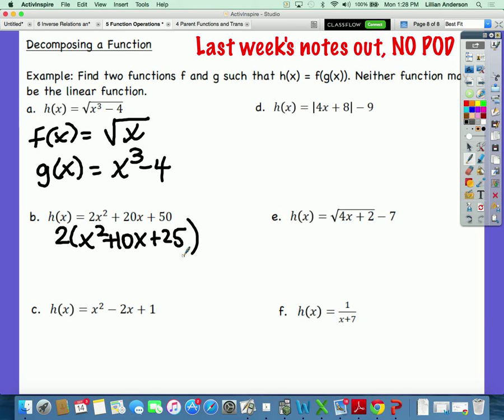Can I factor the inside to be what? What two numbers multiply to give me 25, add to give me 10? 5. So it's going to be x plus 5 times x plus 5, which is the same thing as what? X plus 5 squared. And there it is. Can you see the two functions? Can you see one function being plugged in to another function?